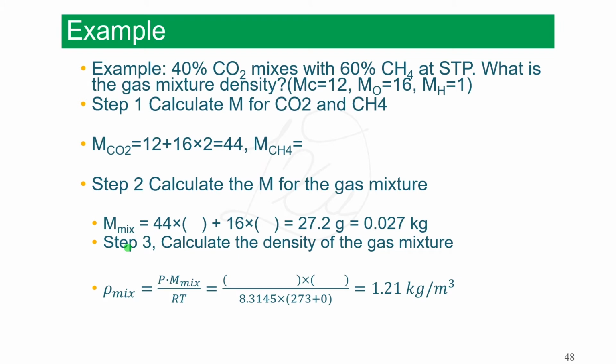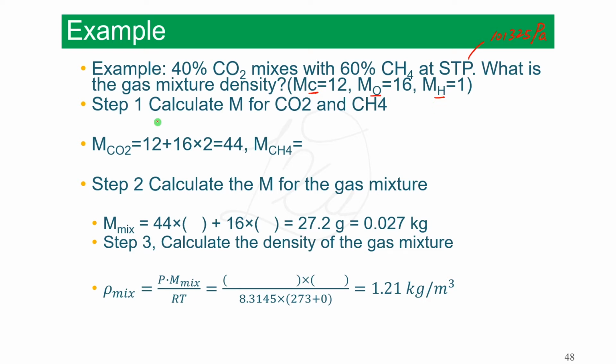Let's look at one example. 40% of CO2 mixes with 60% of CH4 at standard temperature and pressure. Standard temperature is 0 degrees Celsius. Standard pressure is 101,325 Pascal. What is the gas mixture density? The molecular weights of carbon, oxygen, and hydrogen are given.